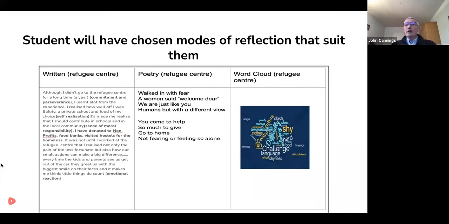One of the things I think is really important is that the students have a variety of different modes of reflection that suit them. Here I've given three examples of what could be expected: a piece of prose in the left-hand column, a piece of poetry in the center column, and then a word cloud about the same topic. If we can move on.